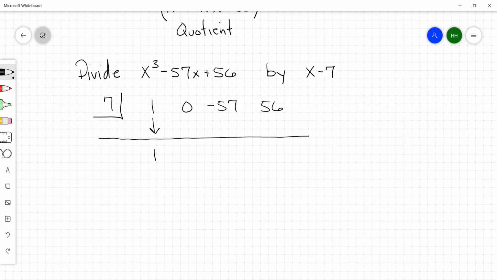So 7 times 1 is 7. And 0 plus 7 is 7. 7 times 7 is 49. And -57 plus 49 is -8. 7 times -8 is -56. 56 minus 56 is 0. So your quotient is going to be, since this first term was x to the third, this first term is going to be x squared plus 7x minus 8 with no remainder. This is your quotient.